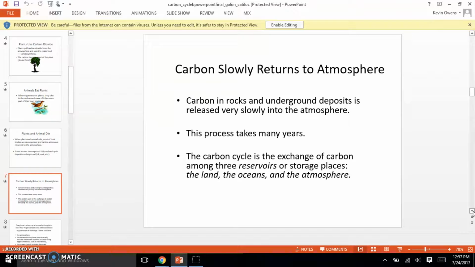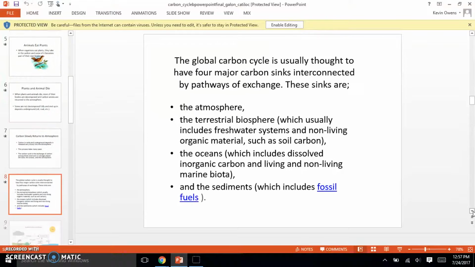Carbon in rocks and underground deposits is released very slowly into the atmosphere. This process takes many years. The carbon cycle is the exchange of carbon among 3 reservoirs or storage places: the land, the ocean, and the atmosphere. And probably out of most of those, we really don't think about it being in the oceans and even in the land, but we hear about it in the atmosphere all the time.